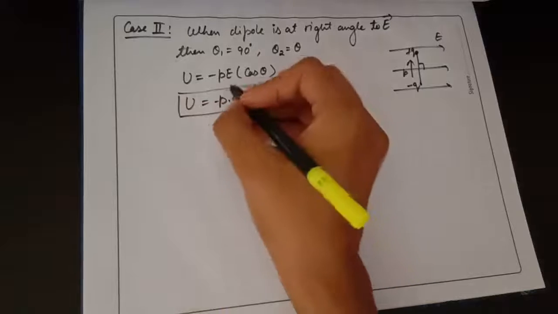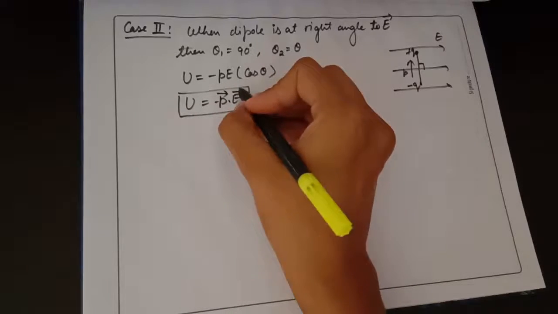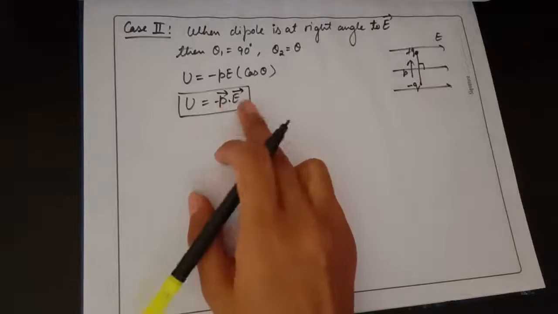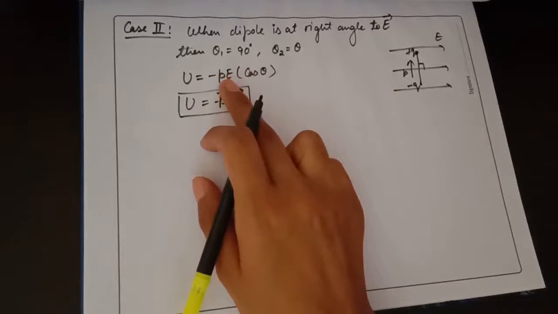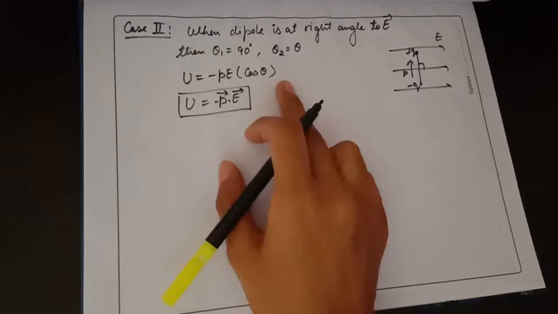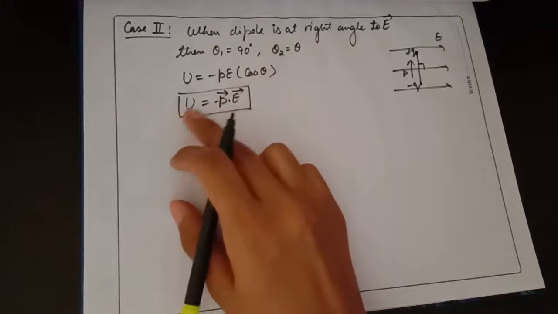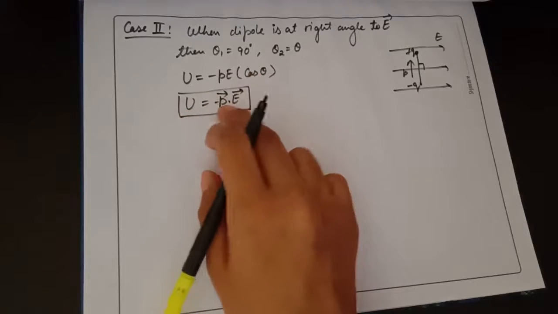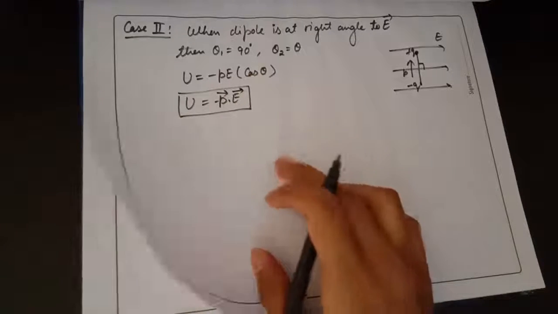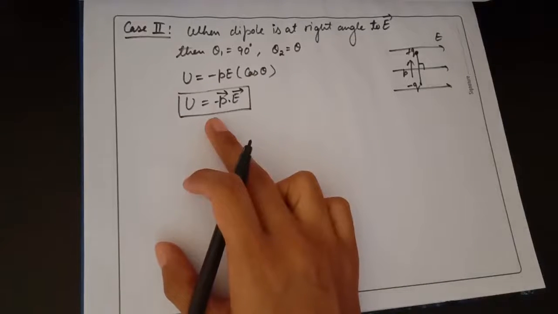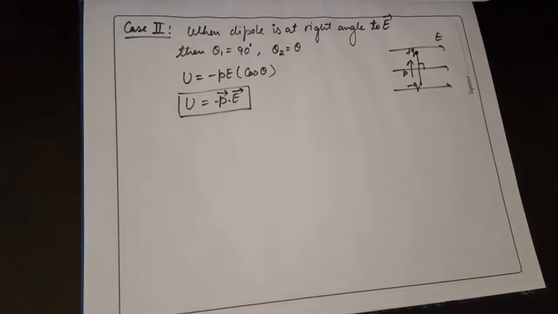Means, as you know, p is also a vector quantity and E is also a vector quantity, and the dot product of two vectors is given by ab cos theta. So I can write it as U equals minus p dot E. So this is your first chapter completed here. Now we will start with your chapter number 2.